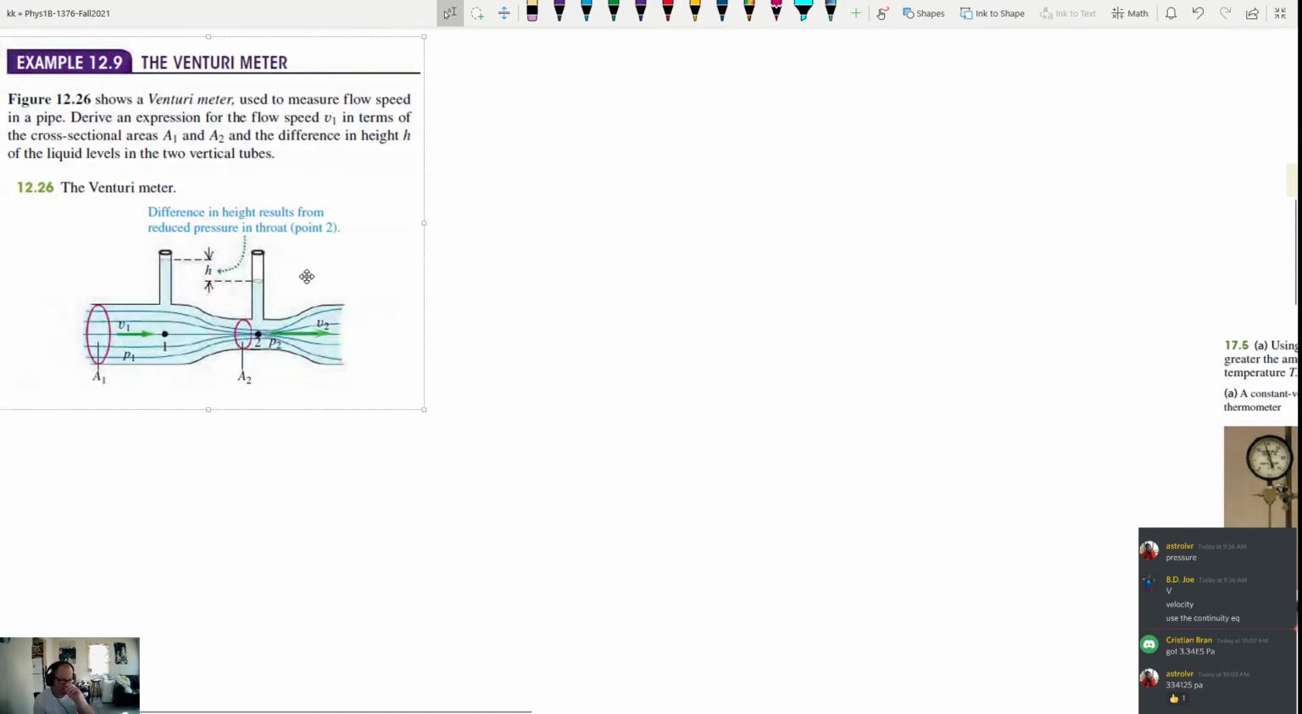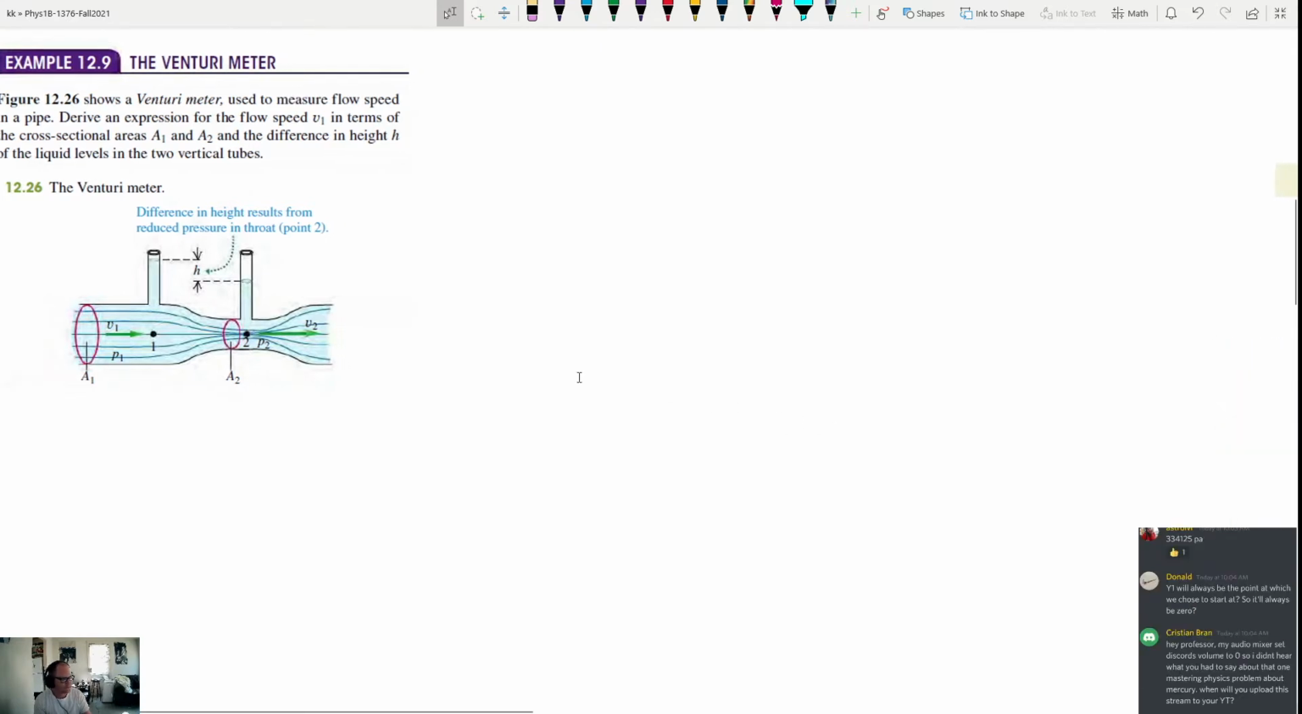There were 2 questions about it this morning from the homework. So this is called, what's this? My audio mixer set Discord's volume to 0, so I didn't hear what you had to say about that mastering physics problem about Mercury when you upload the stream to YouTube.